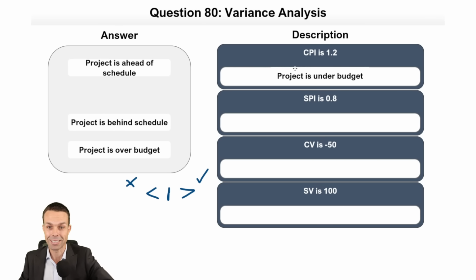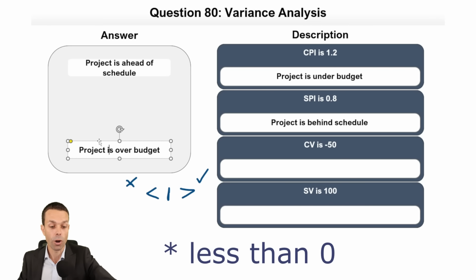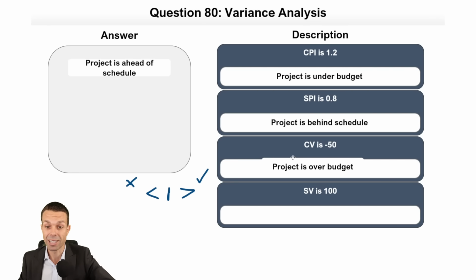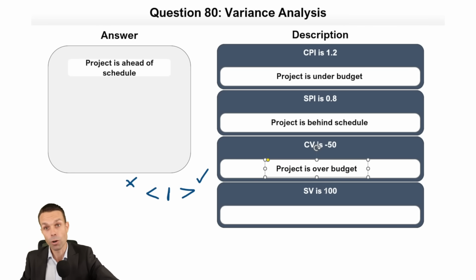Now it's the same for the cost variance and schedule variance, except the number is 0. So if it's less than 0 for cost variance, we're going to be over our budget because we've delivered less. So that's very handy to know. And schedule variance is over 0.